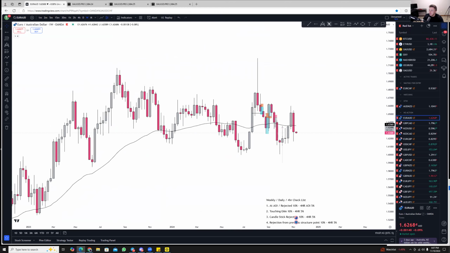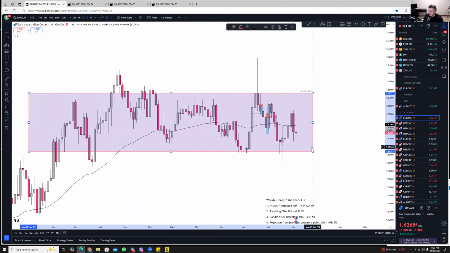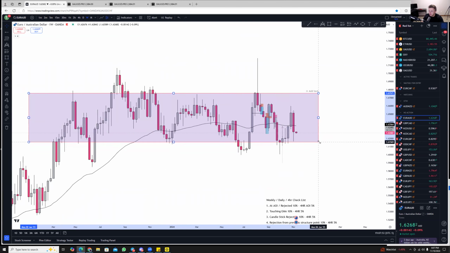Okay, so what does that mean? Well, you take your box, let's spread it this way, spread it this way, and we look for structure. Is there any structure here?